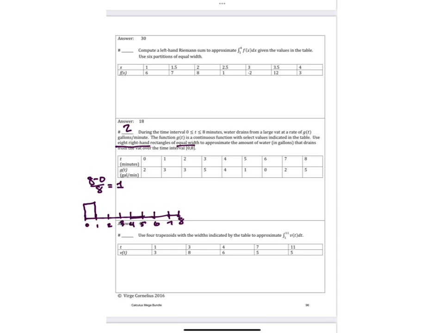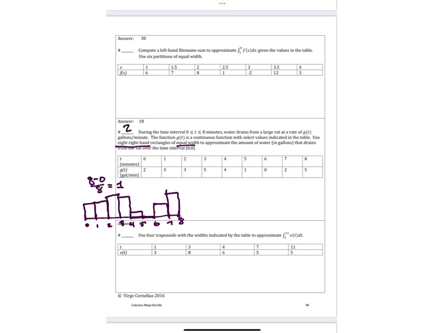What's my next thing that I want to know? What's f of 2, which is also 3? What's f of 3? Okay, that's going to be a little taller. What's f of 4? F of 5? Itty bitty guy. F of 6? 0. F of 7? 2. F of 8? Now I am interested in f of 8 because I'm on the right side. So the right side of my rectangle determines its height.